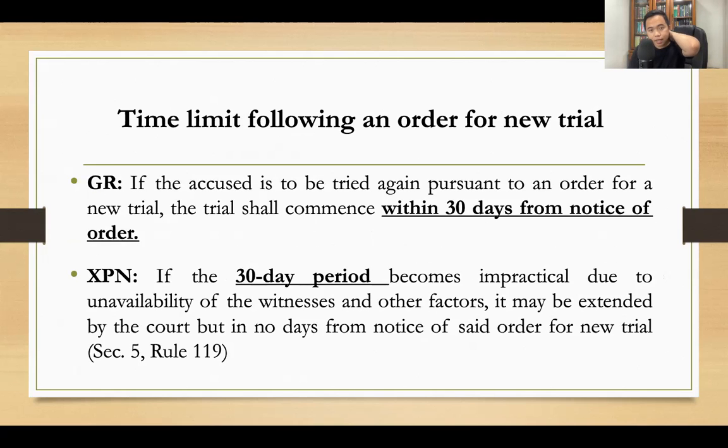Now, this is the time limit following an order for new trial. So, if the accused is to be tried again pursuant to an order for a new trial, the trial shall commence within 30 days from notice of the order, except if the 30-day period becomes impractical. No?